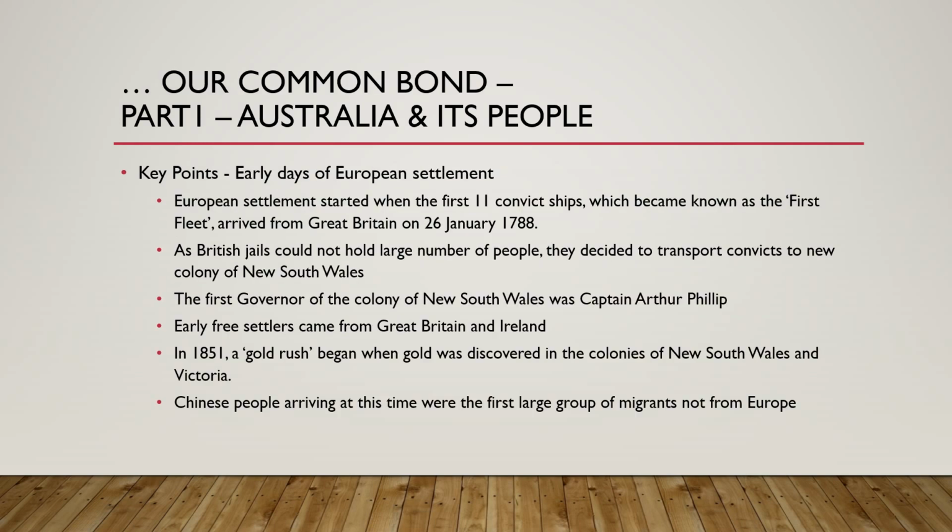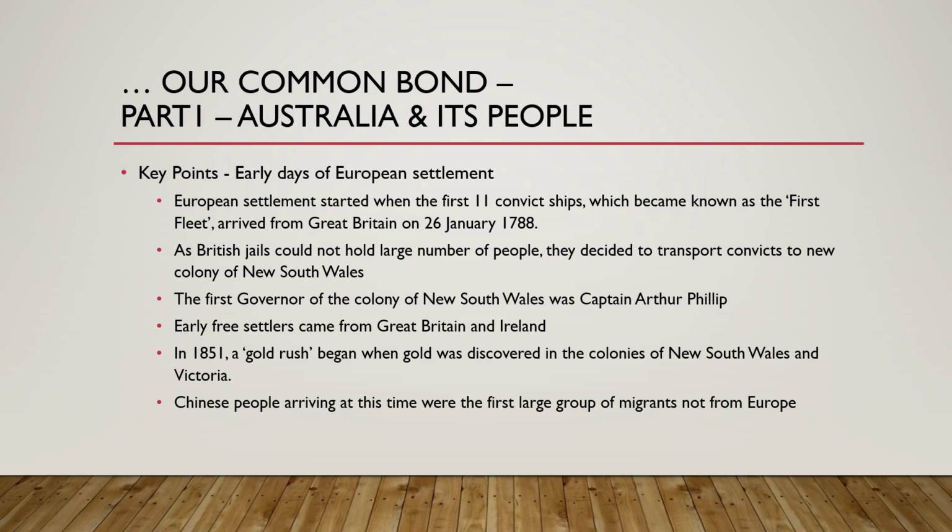Some more key points. Early days of European settlement. European settlement started when the first 11 convict ships, which became known as the First Fleet, arrived from Great Britain on 26th January 1788. Important date to remember. As British jails could not hold a large number of people, they decided to transport convicts to a new colony of New South Wales. The first governor of the colony of New South Wales was Captain Arthur Phillip.